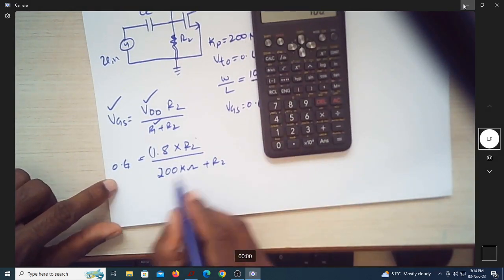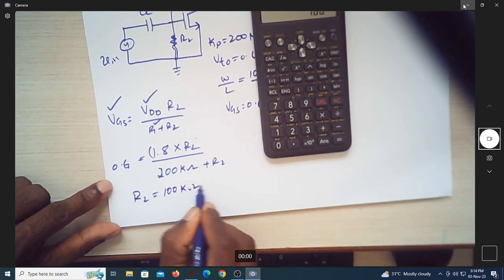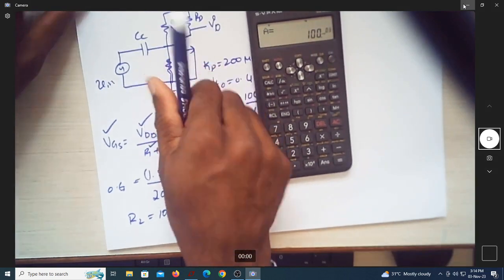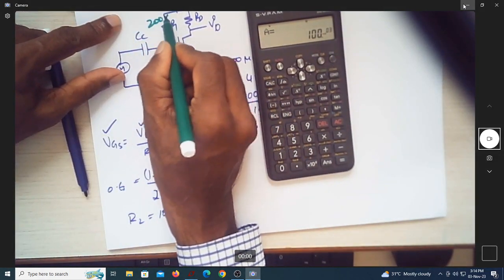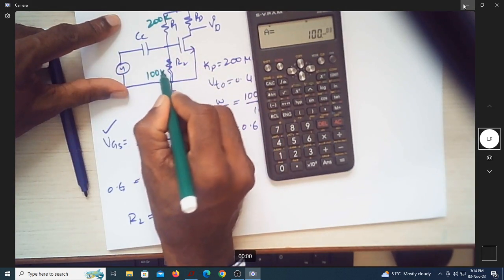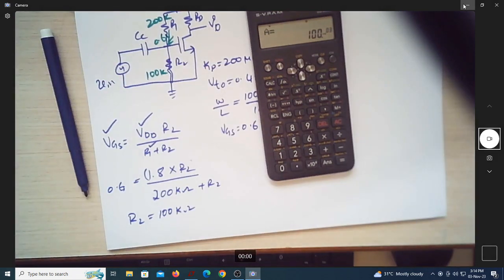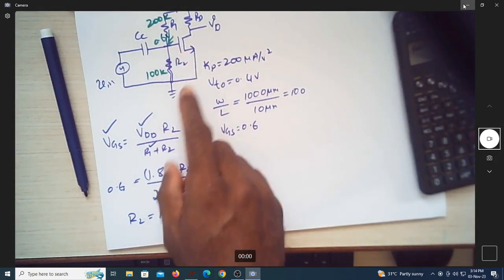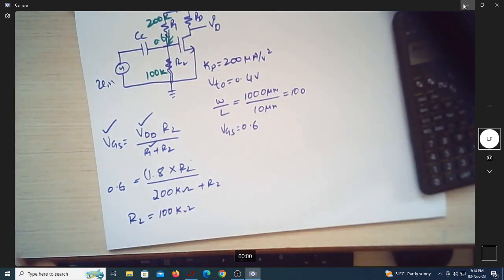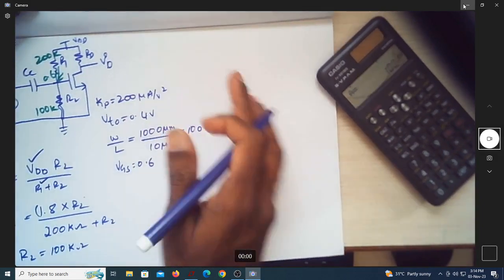So R2 value is equal to 100 kilo ohm. Meaning if I'm using this as 200k, then this should be 100k, so that this will give me 0.6 volts. So once you get 0.6 volts, now this is going to give 0.6. Shall we write the AC equivalent of this?